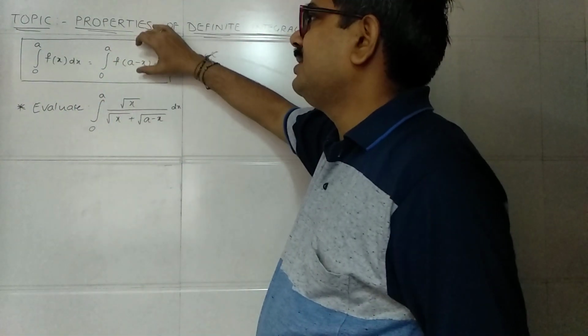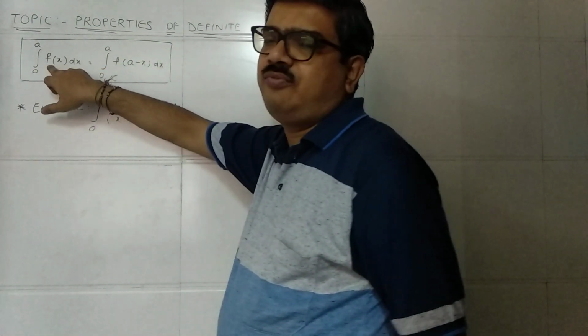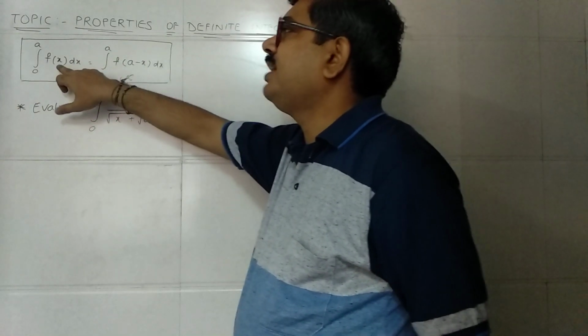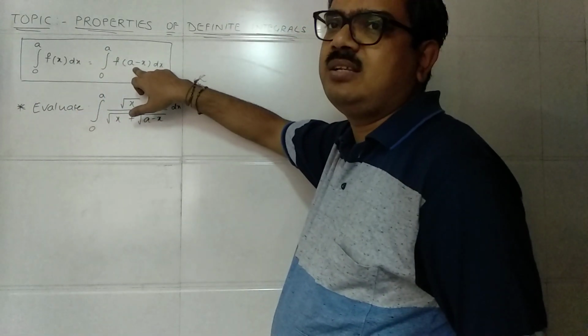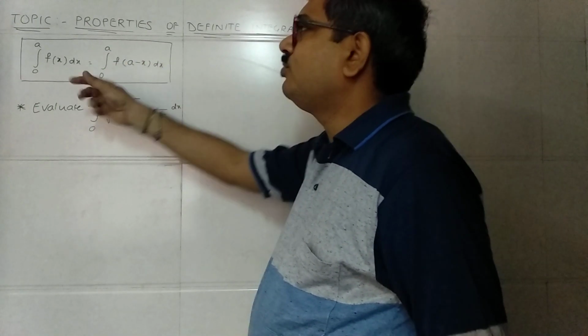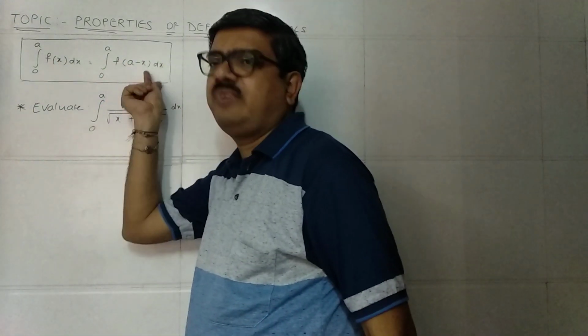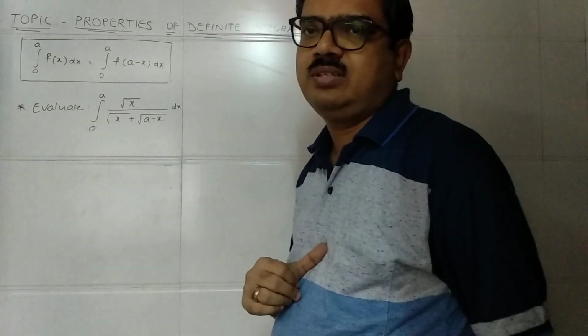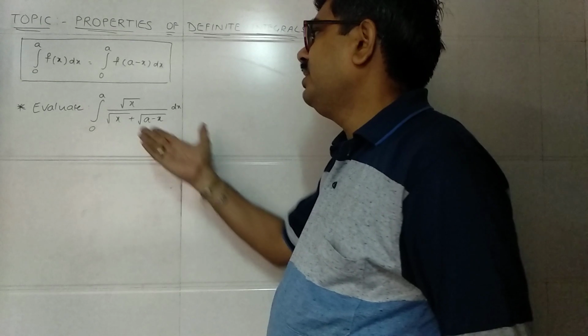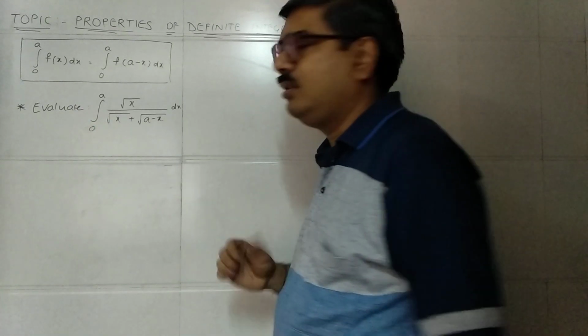How you have to apply it is, in the function f of x, wherever you find the x term, in place of x you have to substitute a minus x. This a is the upper limit of the integral. So put a minus x in place of x. Now let us solve this one and see how this property can be applied in solving this definite integral.